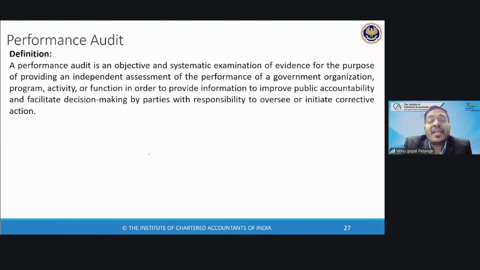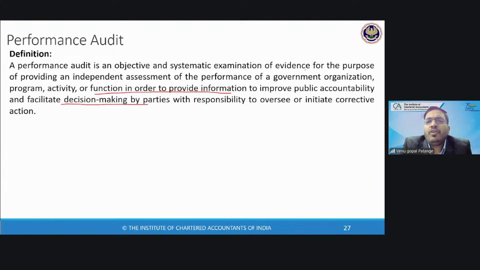Objective and systematic examination. So what is objective here? The objective is unbiased. So you are not biased to someone. So you are doing an objective and systematic examination of evidence for the purpose of providing an independent assessment of the performance of a government organization, program, activity, or function in order to provide information to improve public accountability and facilitate decision making by parties.